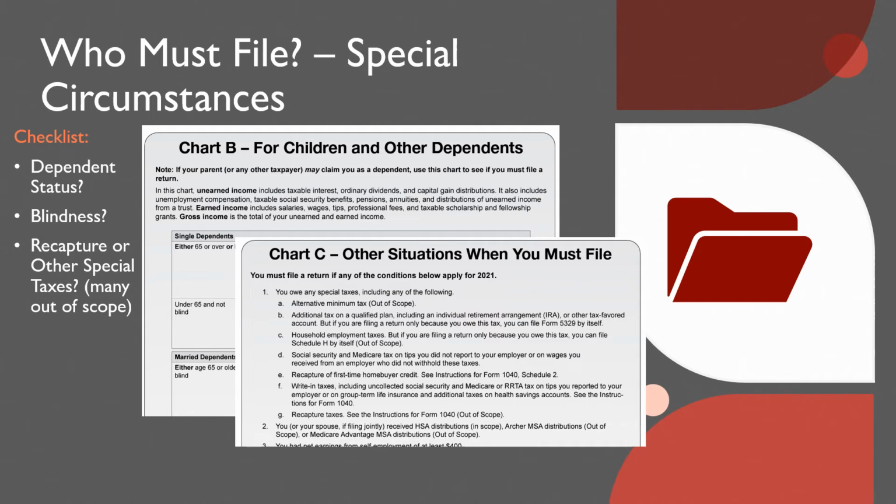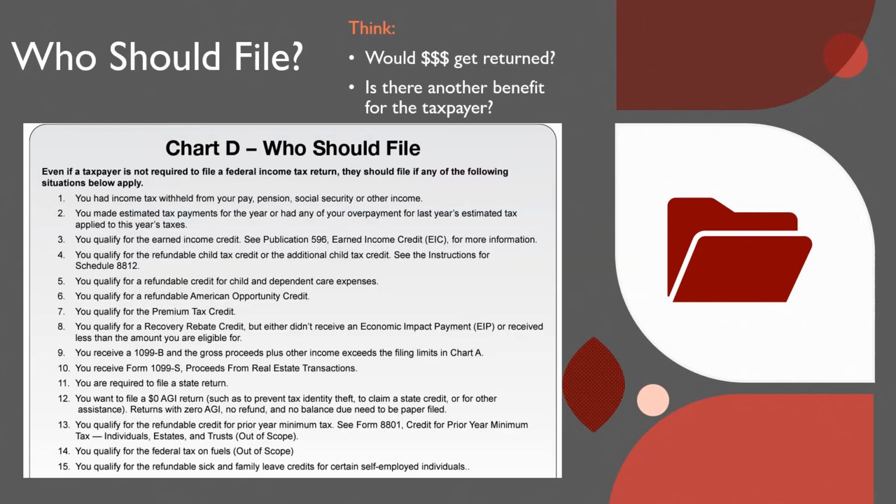Special circumstances might require a taxpayer to have a different filing requirement. These circumstances might have to do with dependent status, blindness, or other special taxes. Charts B and C in publication 4012 tab A give more information. Some taxpayers are not required to file a return, but they should anyway. These taxpayers could get money back or another benefit, such as identity protection. Chart D of publication 4012 tab A gives a list of who should file.